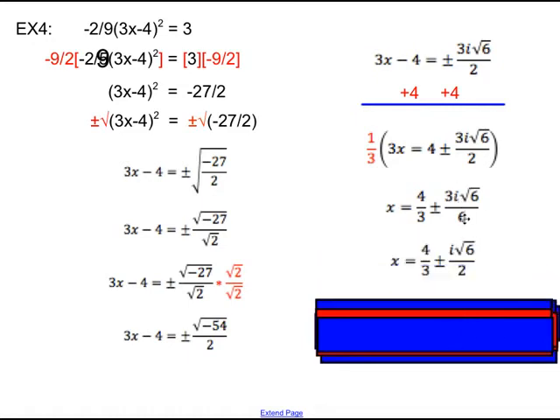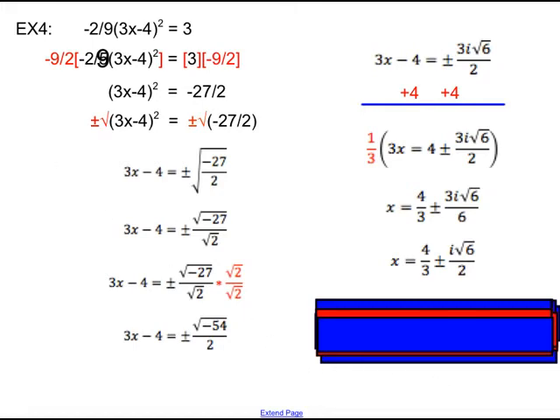So 3i square root of 6 over 6 becomes i square root of 6 over 2. So we have 4/3 plus or minus i square root of 6 over 2. Or you could have 4/3 plus or minus the square root of 6 over 2 times i. Normally I just leave it up top.